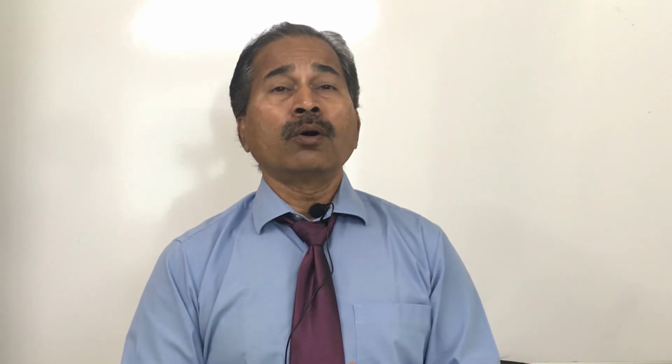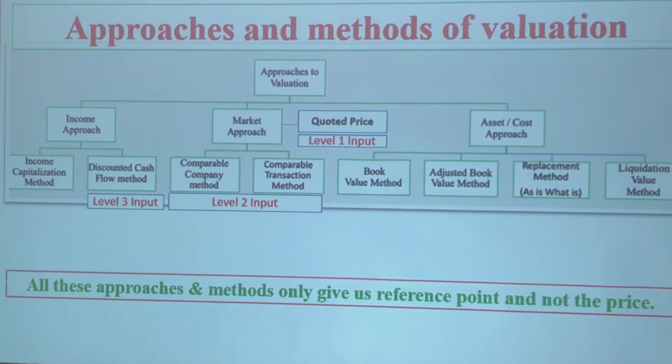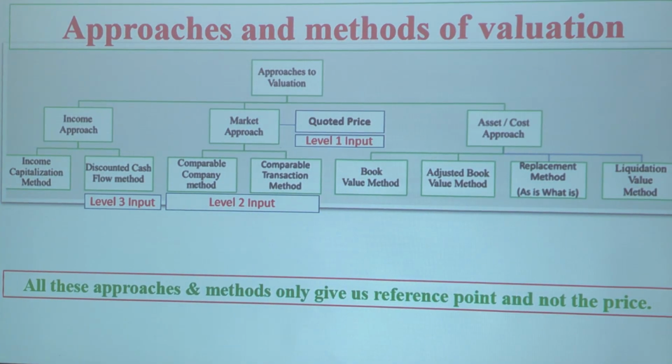That means using observable data. Using observable data is your level 2 input. That means something which is readily available in the market and you can use it for the purpose of doing the valuation. That's your level 2 input. And then you have level 3 input. So what is level 3 input? Level 3 input will mean there is no quoted price available, there are no observable data available, that is, level 2 input is also not available, but you still have to do the valuation of a company. Then how do you do the valuation? You will use level 3 input.